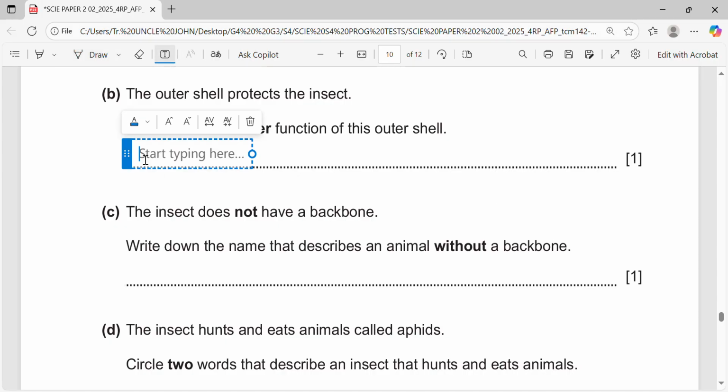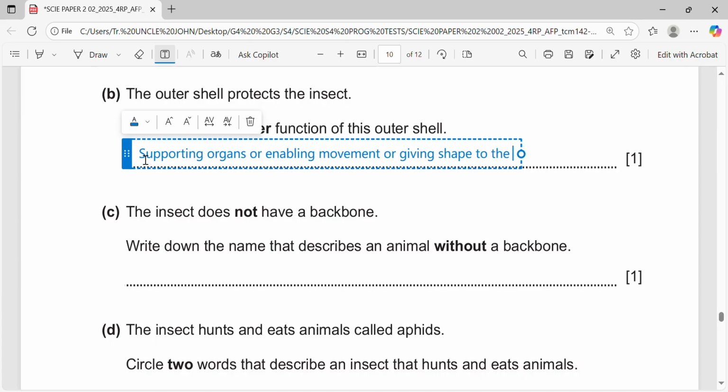You can say supporting organs. Or you can say enabling movement. Or giving shape to the body. You can say giving shape to the body.